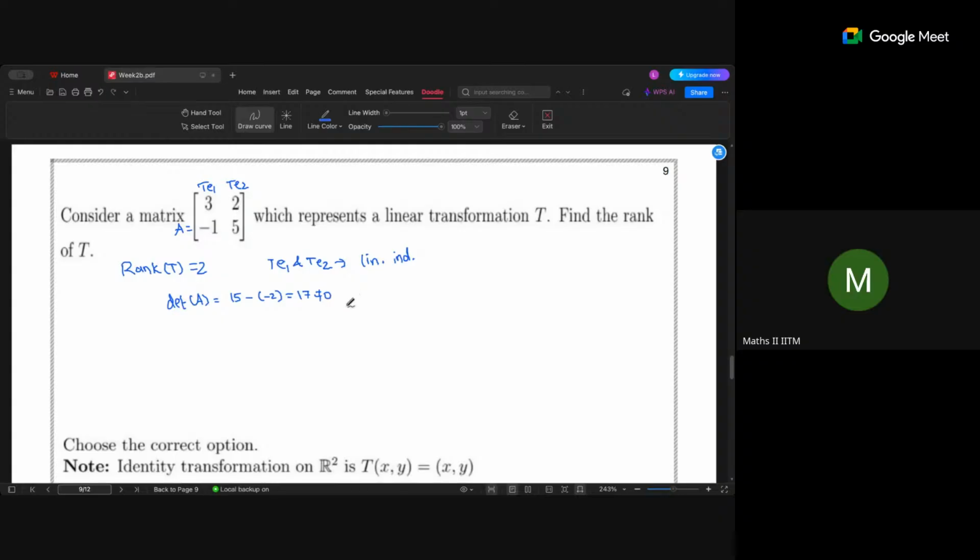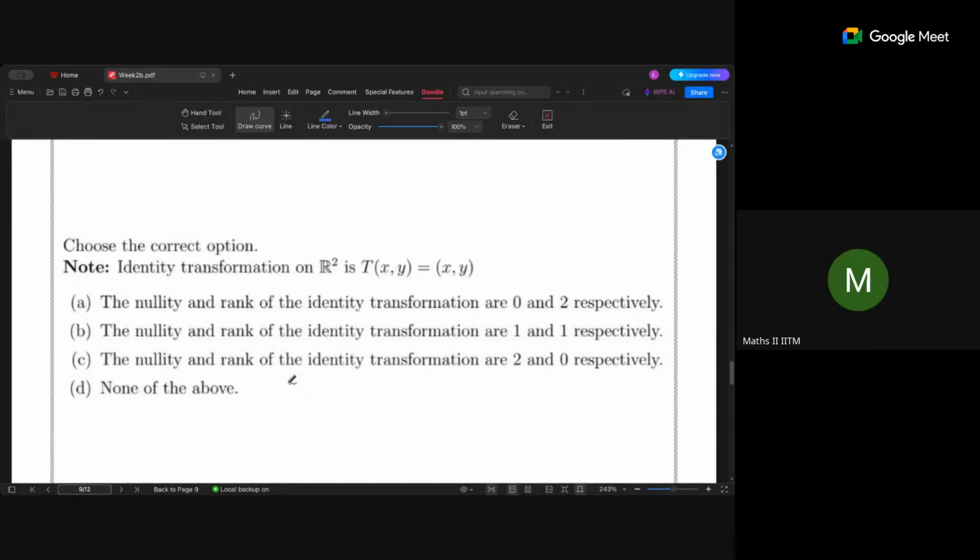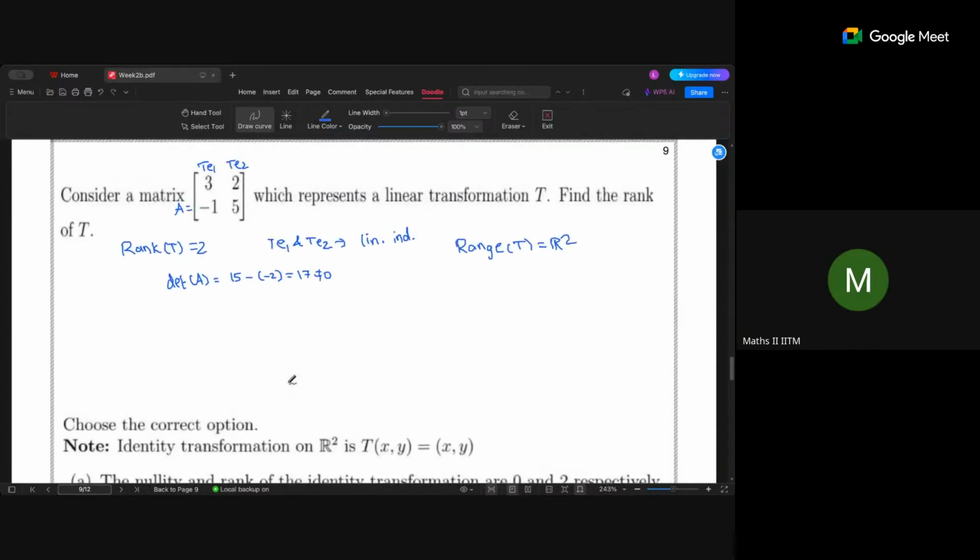So how do you find the null space of this matrix? Here the range is fine. The range is R2. What's the null space? It's just the zero vector. Okay, fine, moving on. I hope this question is clear for everyone. Any questions here?